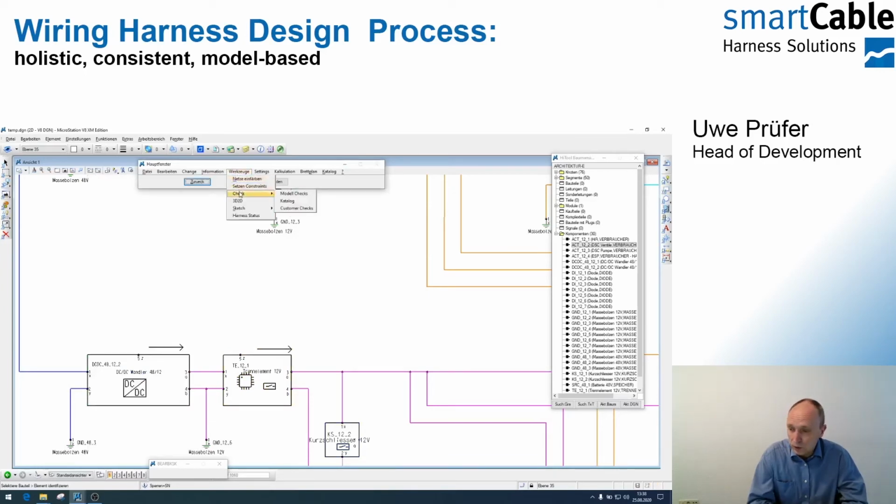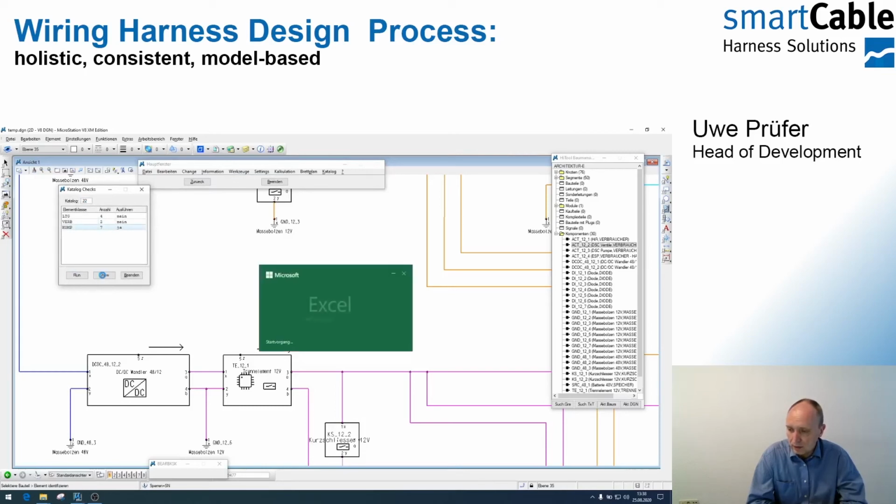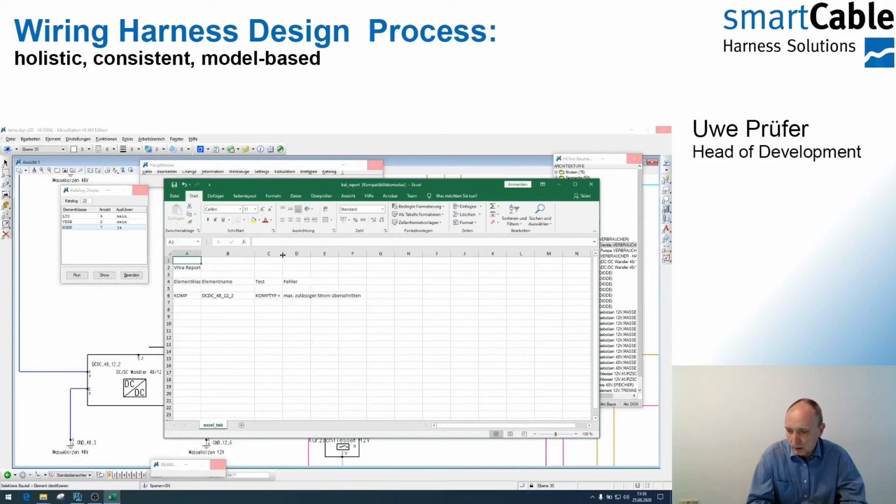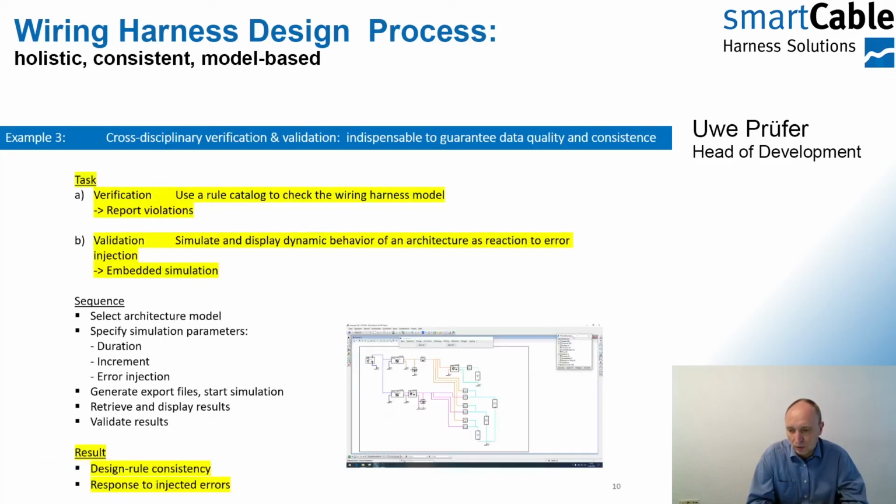And at the end we can also do a check with a catalog. We run the check, and we will see that we have one rule that is not respected. Here the maximum current is out of range for that DC-DC bundle.